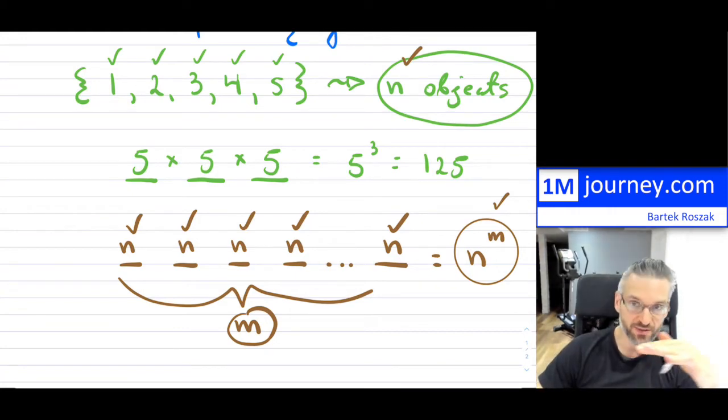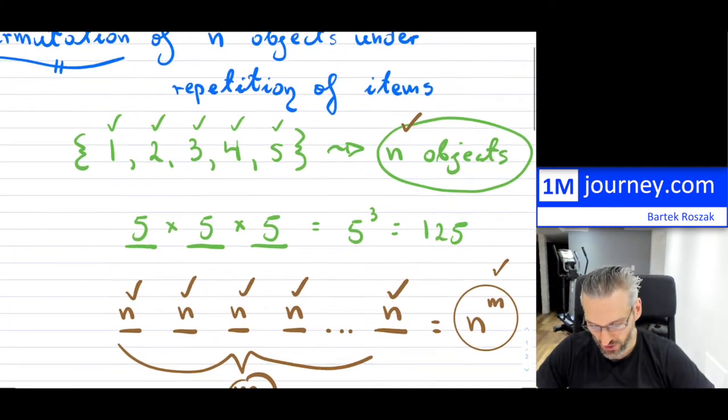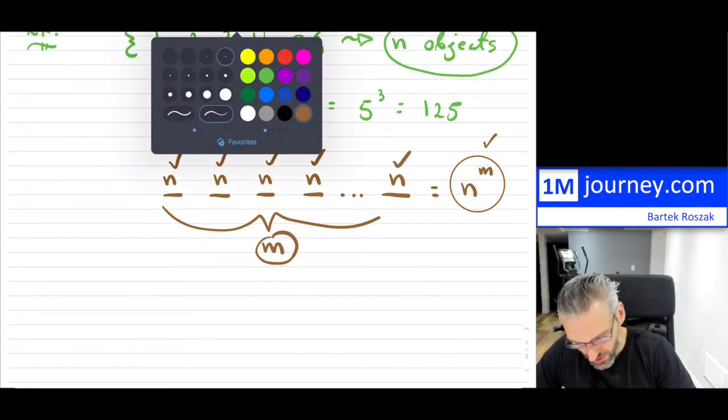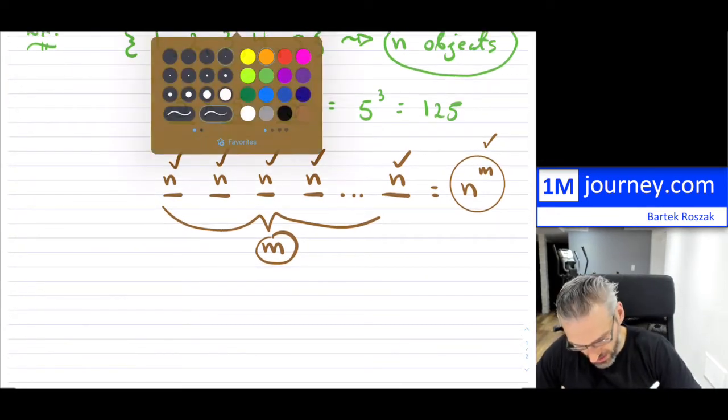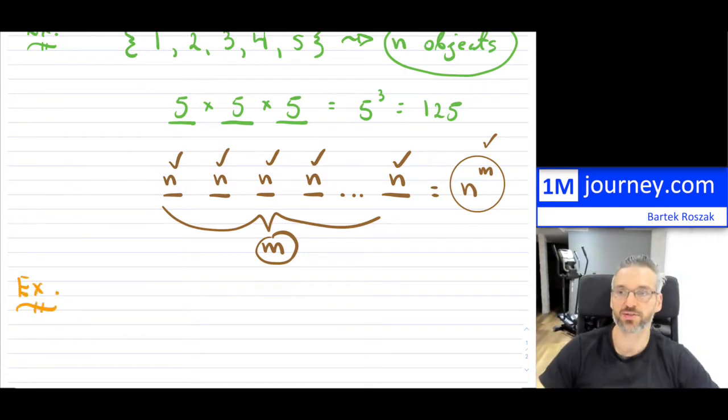Now, that's the first case, and you could have picked any characters, any objects, anything you wanted. So that's the first example of repetition. The second example of repetition is a little bit different. It's a touch harder, but it also yields a very nice formula for us.